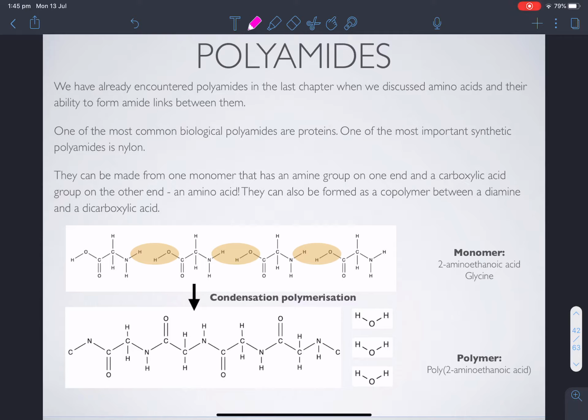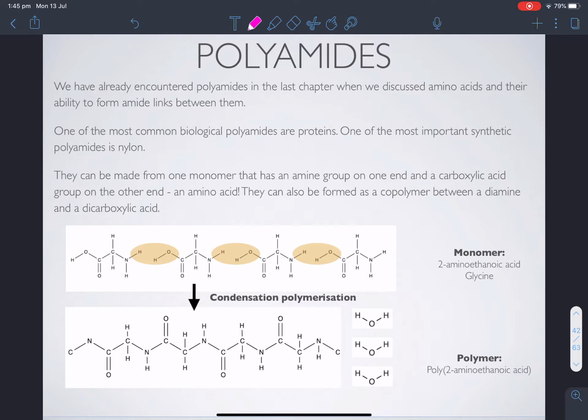So we've already encountered amides and polyamides in the last chapter where we discussed amino acids and their ability to form amide links between them. Okay, so one of the most common biological polyamides are proteins. They form those peptide links, I believe they're called by biologists. One of the most important synthetic polyamides is nylon, and that's the one given in the syllabus point that we're talking about. So, like the polyester, they can either be made by one monomer or as a copolymer. Okay?